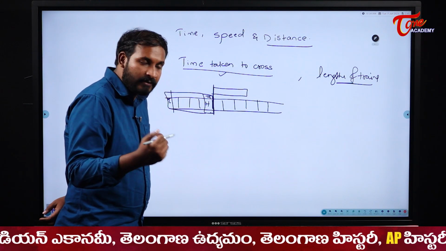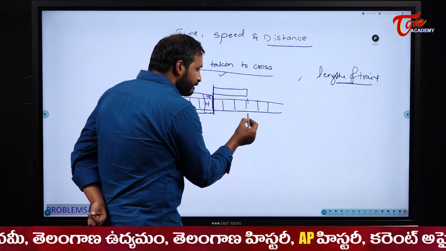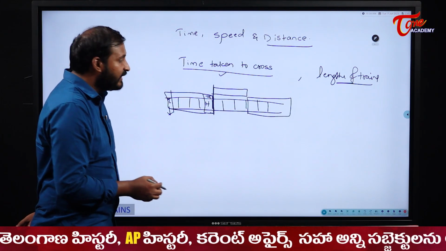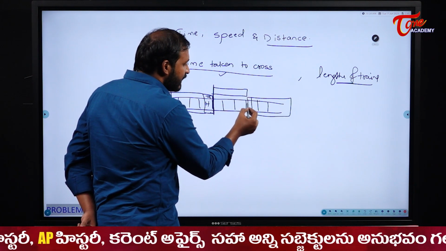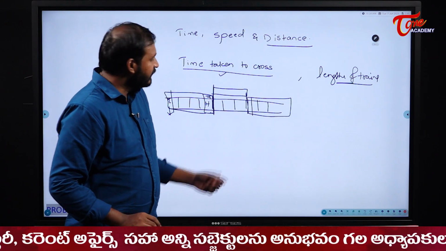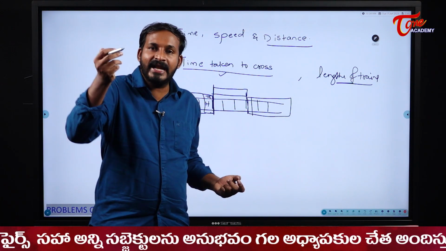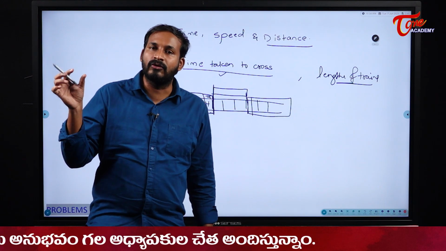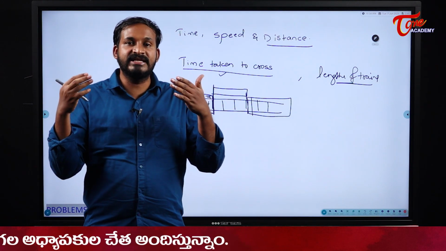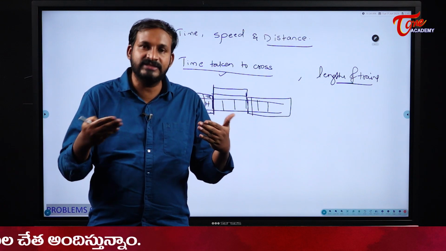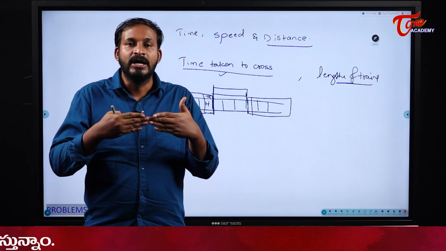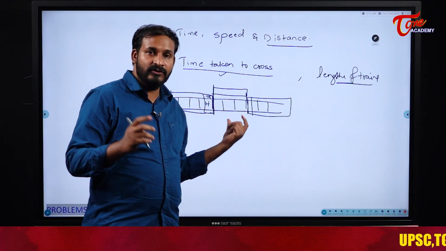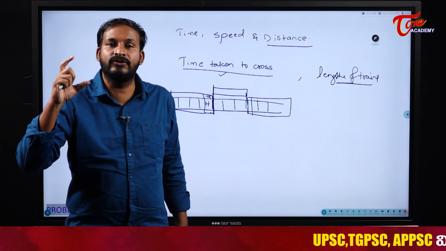And when we will stop our stopwatch means the instance when the last compartment of the train comes parallel and exits with the platform. Till this instance, then I will stop my stopwatch. And then I will say that this is the time taken to cross. Time taken to cross means the instance when it comes parallel with the platform to the instance when it gets separated from the platform. So this is the duration which I will consider as time taken to cross.